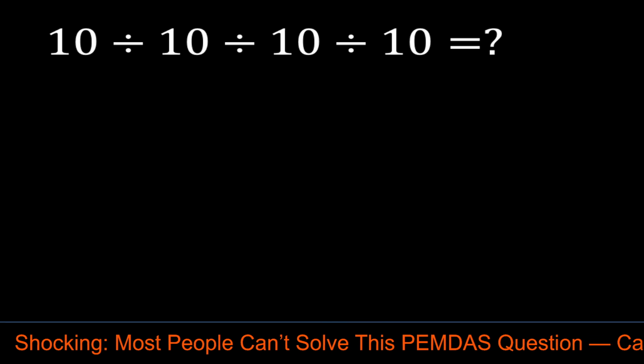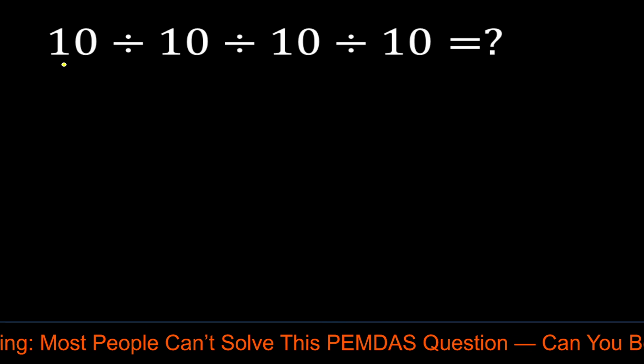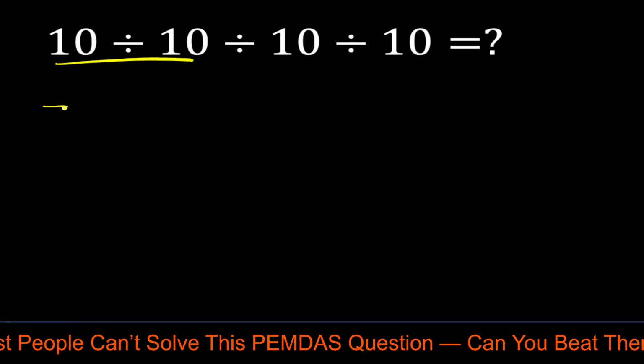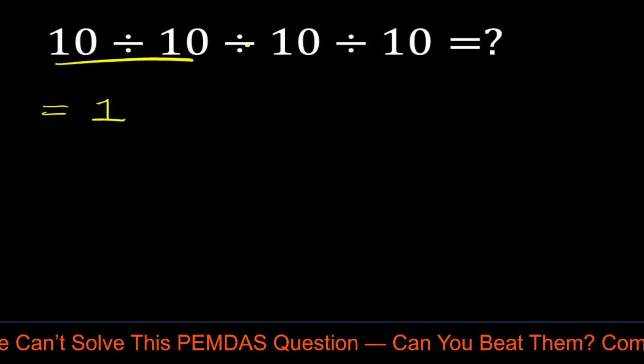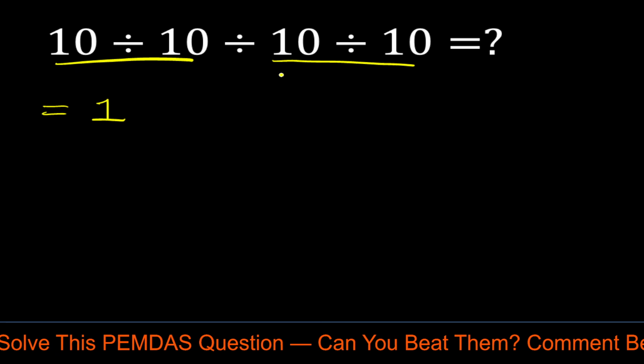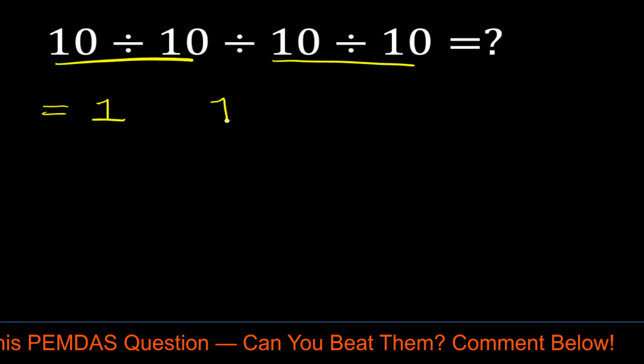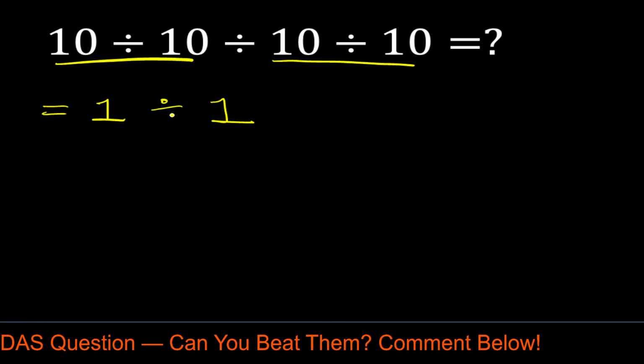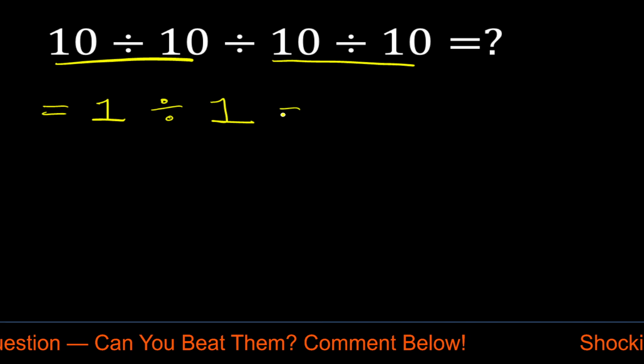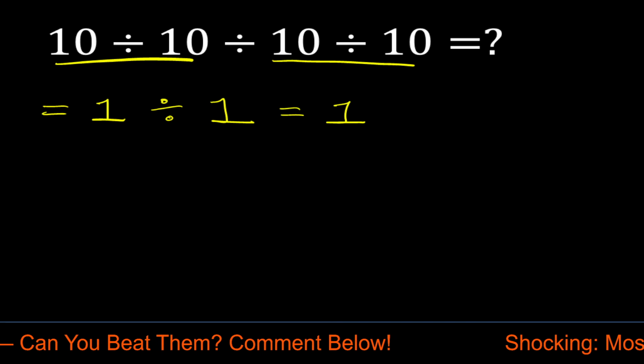So most people solve this question like 10 divided by 10. So 10 divided by 10 is equal to 1, right? Then again 10 divided by 10. So 10 divided by 10 is equal to also 1, right? Now 1 divided by 1. So 1 divided by 1 is equal to 1, right?